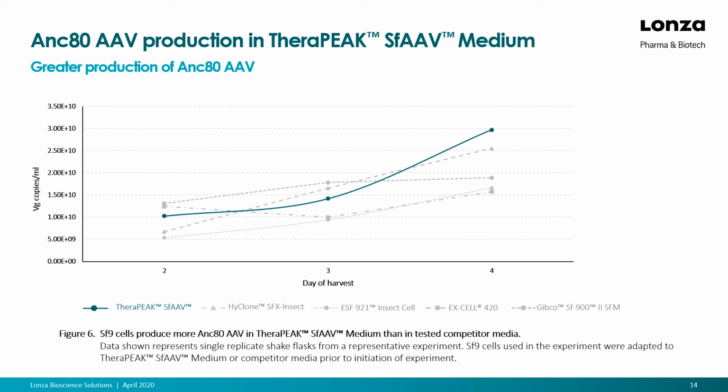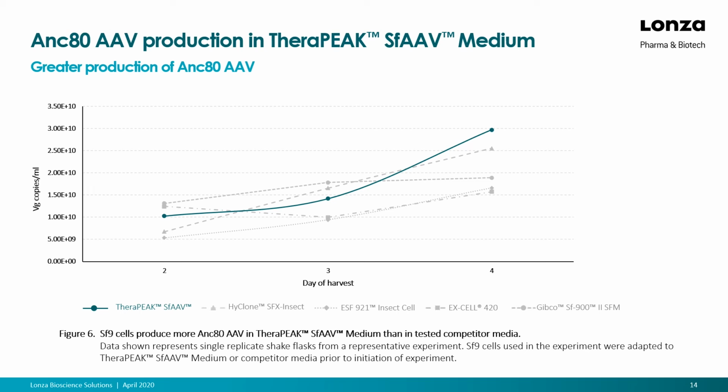As you can see, at day 2 and 3, the titer of HANK80 produced by all media tested is similar. However, between day 3 and day 4, cells that were grown and infected in TheraPEAK SfAAV media have an exponential production of HANK80. And at day 4, the cells in TheraPEAK SfAAV medium produce more HANK80 per ml than any other media tested.